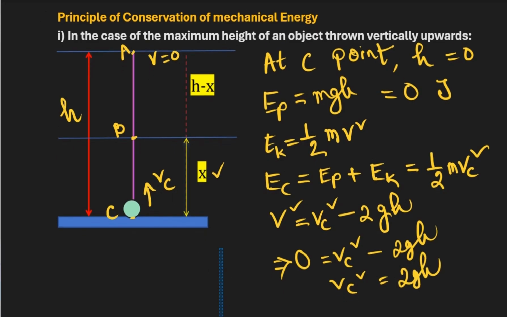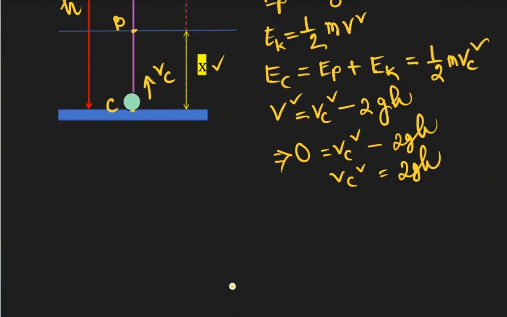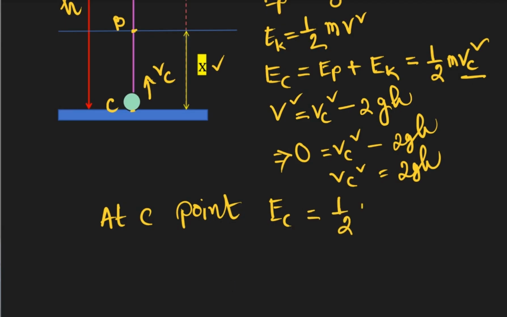If we plug in the value of Vc square here, at point C the total energy will be half m times 2gh. These two cancel out, so we could write mgh.